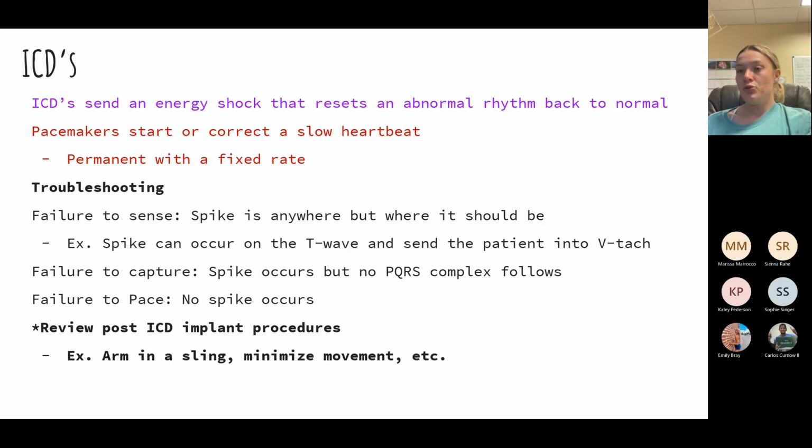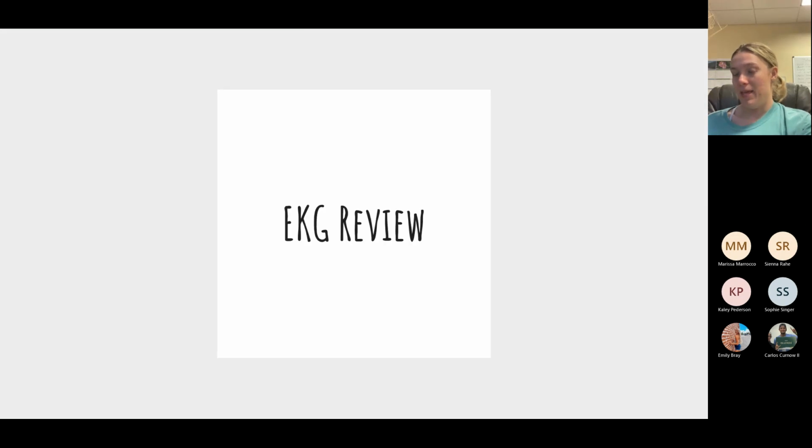ICDs, on the other hand, trigger the heart to contract. So if my heart's having a difficult time contracting, whether it be contracting in the atria or the ventricles, the ICD is going to trigger my heart to do that. So really review your troubleshooting for your ICDs. Review failure to sense, failure to capture, and failure to pace. Because if you have a patient that's having any issue with their ICD, that's really the only thing keeping their heart beating at a normal rhythm to keep them alive. So that's something we need to communicate to the provider ASAP.